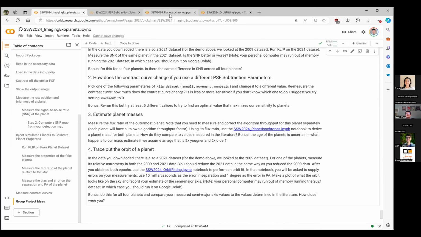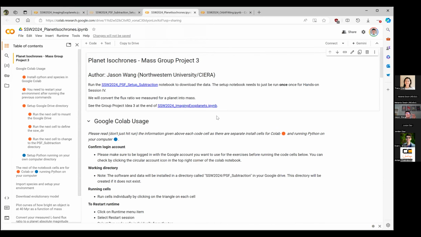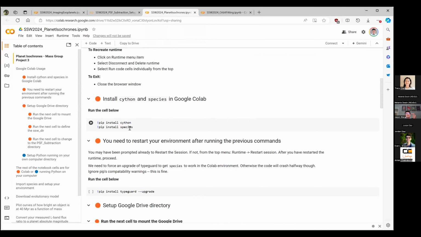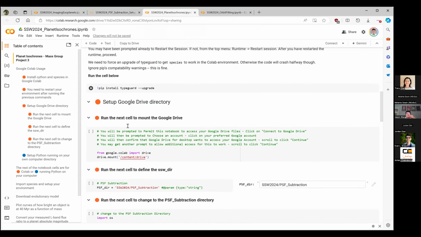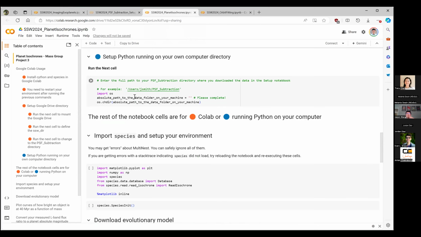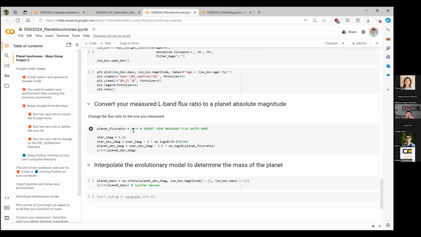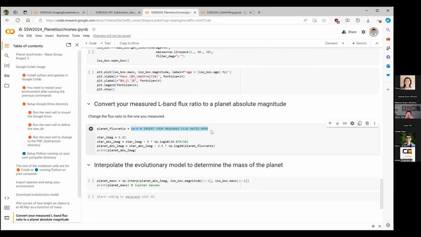And then you'll need to get the flux ratio of planet C and planet B. Then you can open up the planet isochrones notebook. This is using the species package to compare the flux ratios you measure against planet evolutionary models to derive masses. You can just run this notebook straight through. There's only one thing we'll need to change, and that is the planet flux ratio. I just made up a value here. You want to insert your measured planet flux ratio here instead.